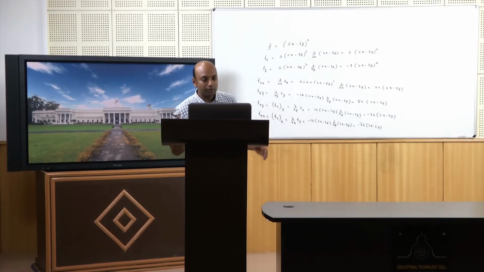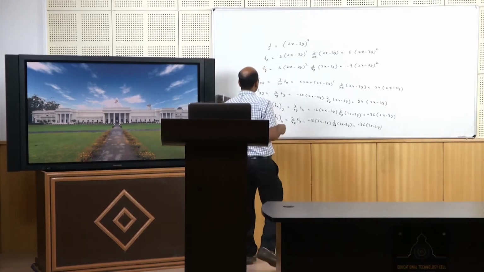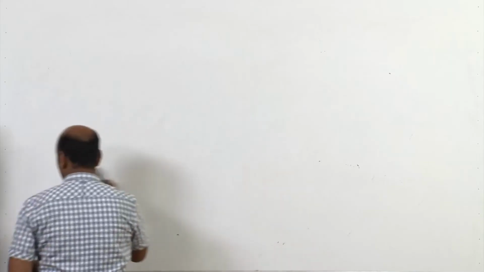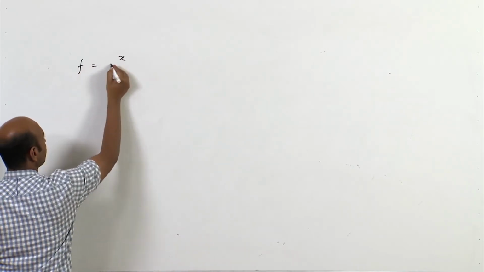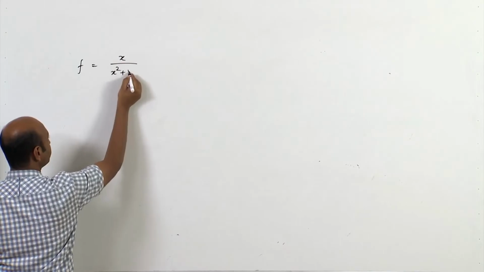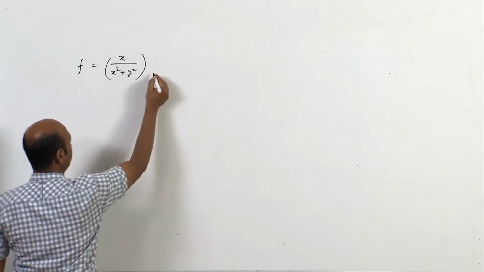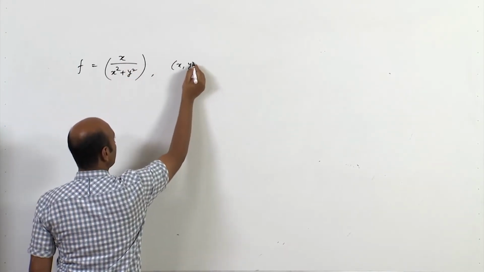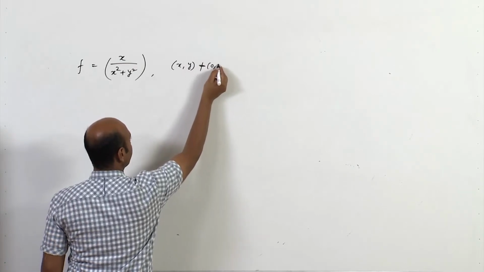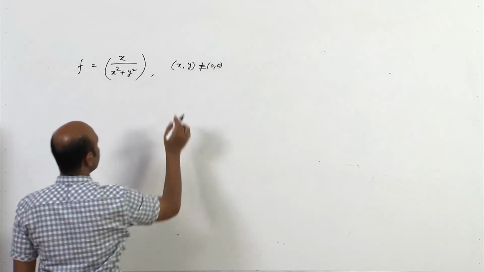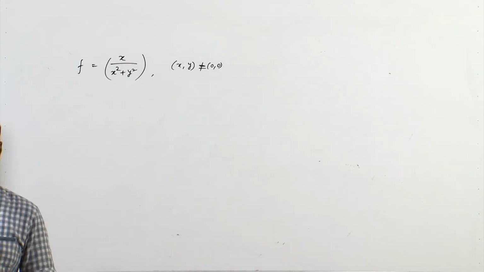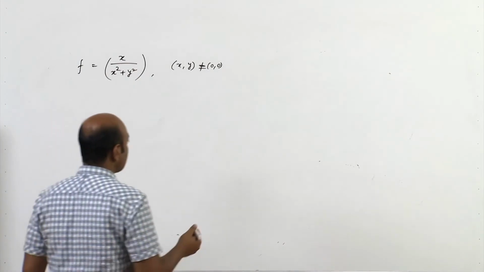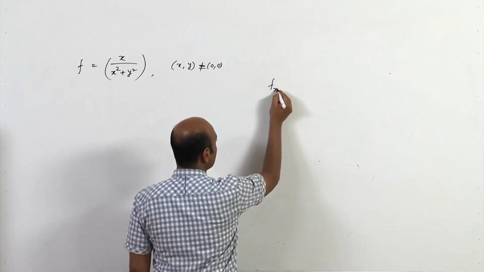Okay. Now, see the second problem. So, what is the second problem now? It is f equal to x upon (x square plus y square), and (x, y) should not equal (0, 0), because there is a problem at (0, 0). So, we are excluding (0, 0) from the domain. Okay. Now, what is f x? First we compute f x.